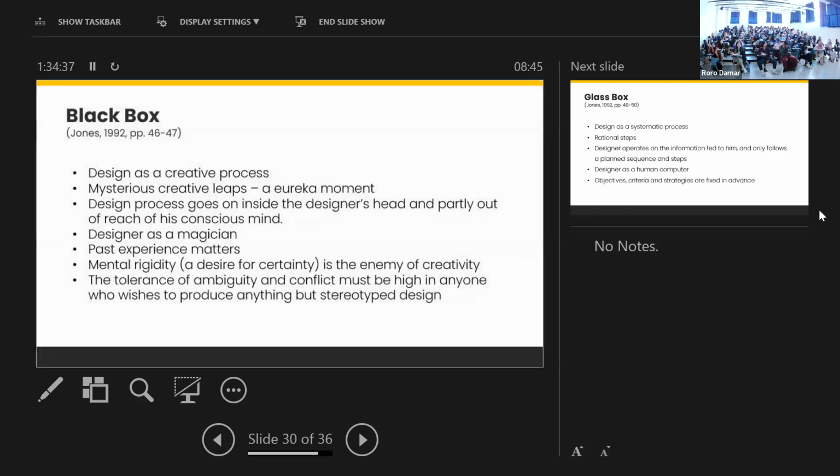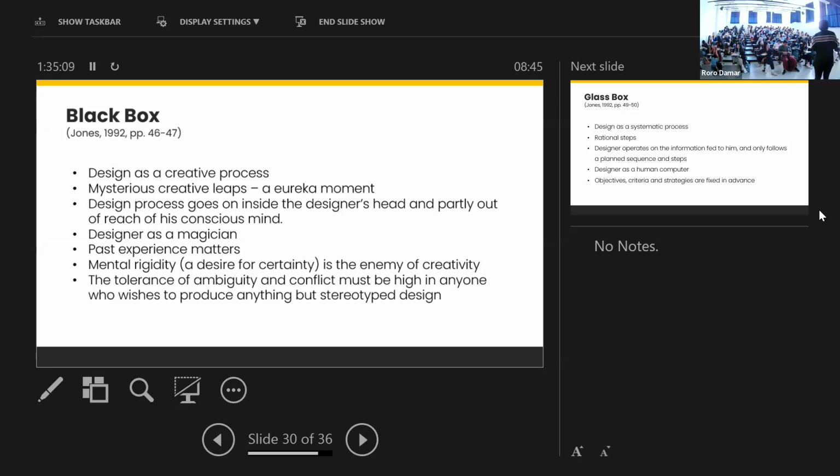Okay, so this is something that you need to know. Probably this is already a bit familiar: the black box, design as a creative process. The black box approach is as if you design in a black box, so nobody will know. This is more of an intuitive one. So let's read. Design is a creative process, a mysterious creative leap, a eureka moment.